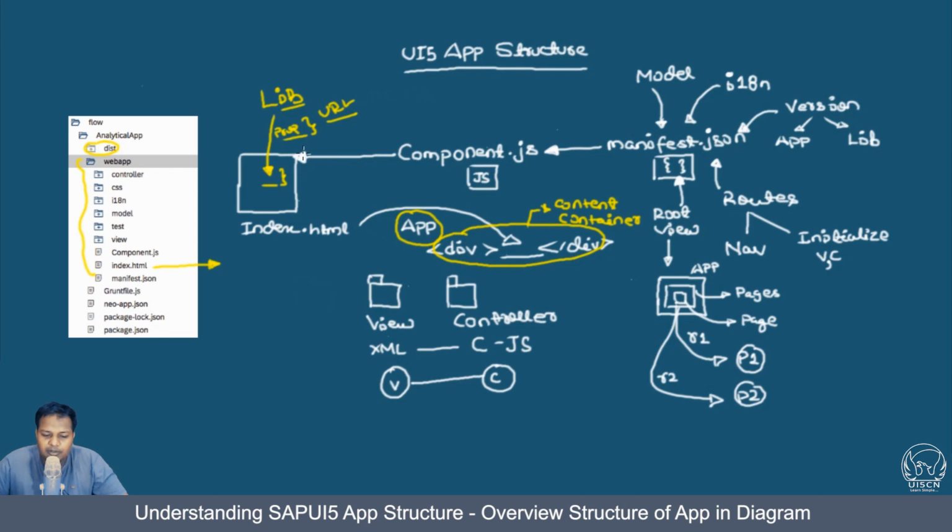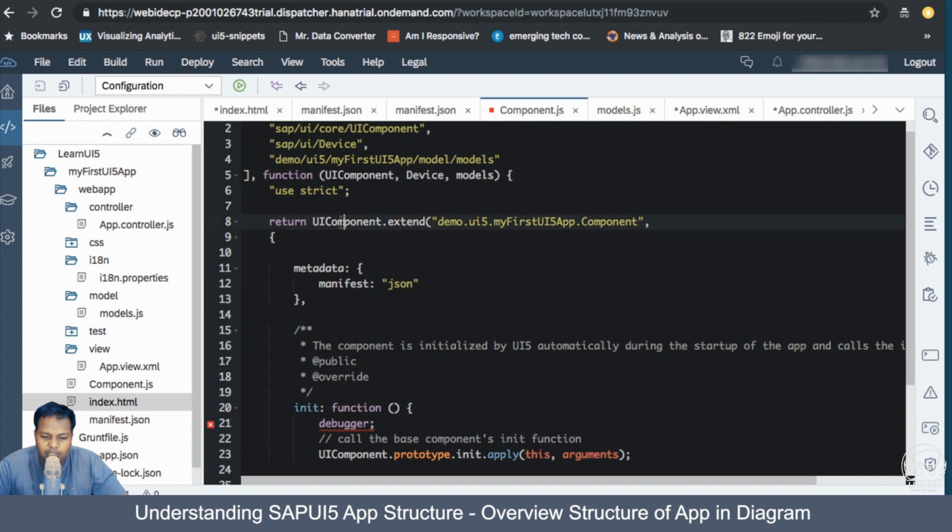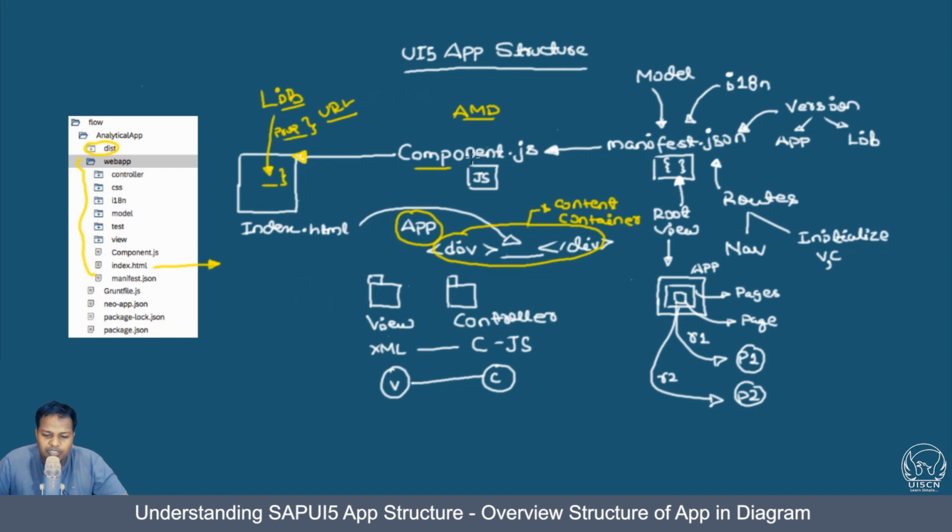Now the index.html, when the library will be called, the next important file which it invokes is component.js, and we have seen the AMD pattern, the structure of the component.js, which returns a UI component. For example, if I go into my app here, it returns a UI component, and this UI component is the object which the component.js returns, and that is the entire application initialization.